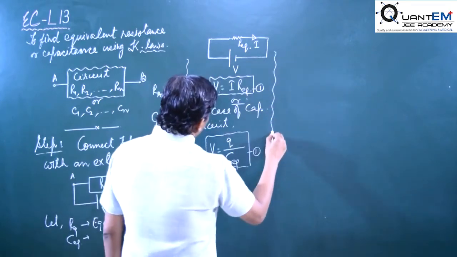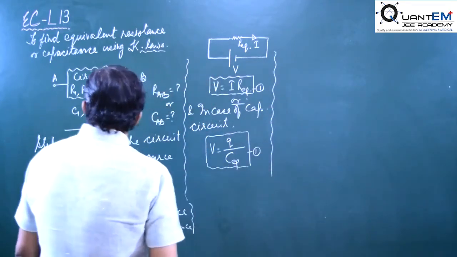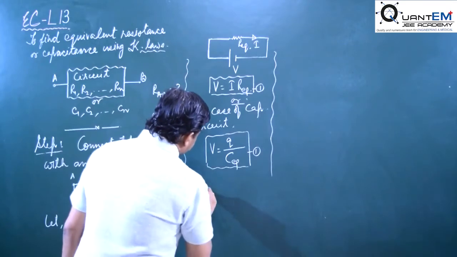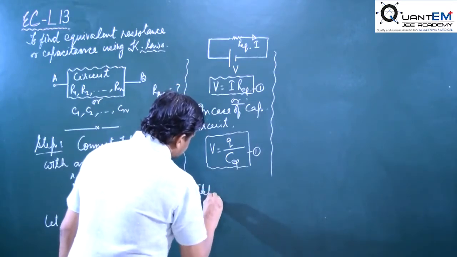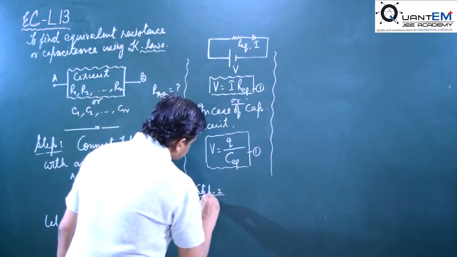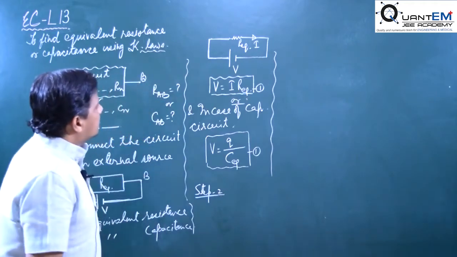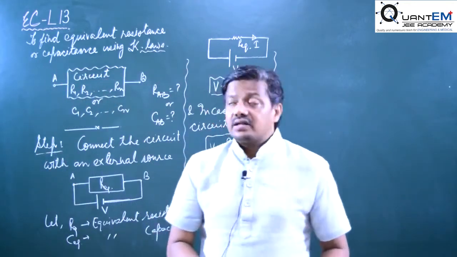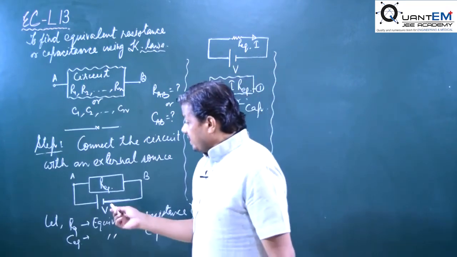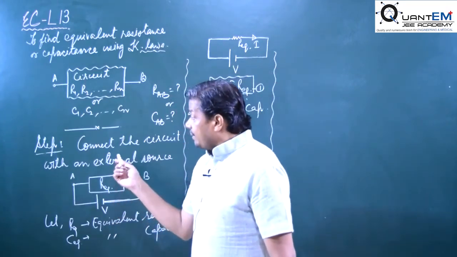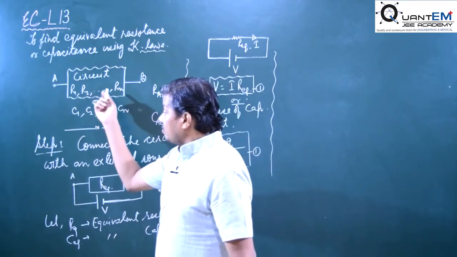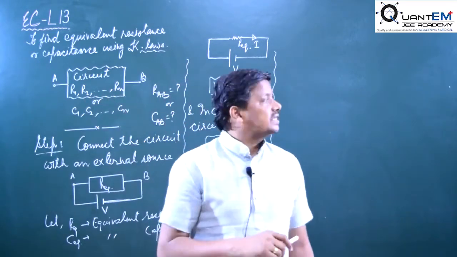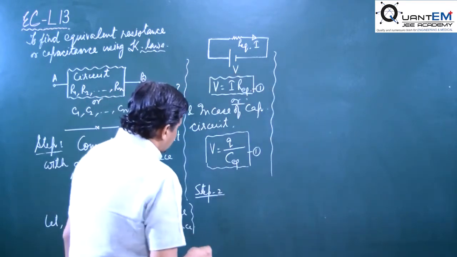Now, it is the first step. Now we come to the second step. Now we have to use Kirchhoff's laws to find the value of the supplied potential in terms of current and the number of resistors we have, R1, R2 and so on up to Rn. Similarly for capacitors.